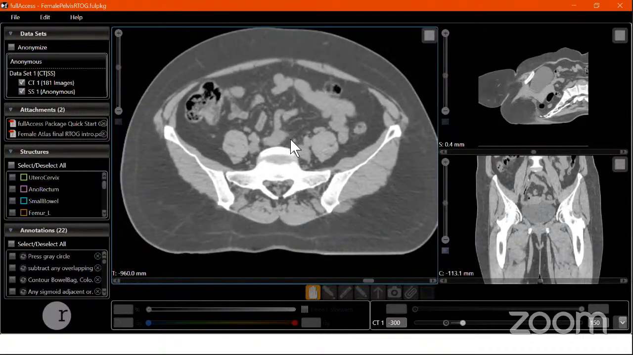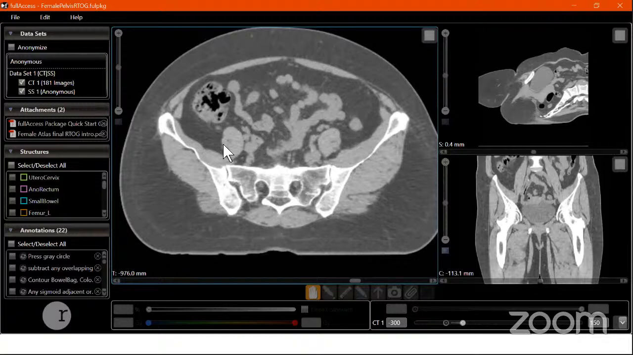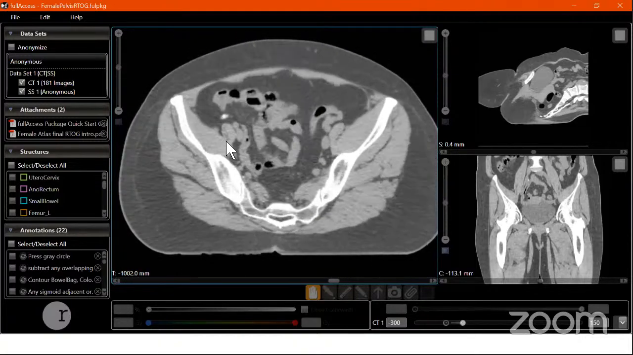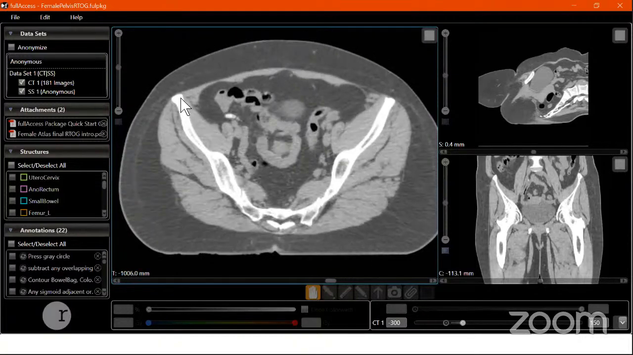So there are some other modifications for the nodal group. The other modification that we would require is whether to contour the inguinal group of nodes or not. The inguinal group of nodes, I'm just coming down, extend along the inguinal ligament.